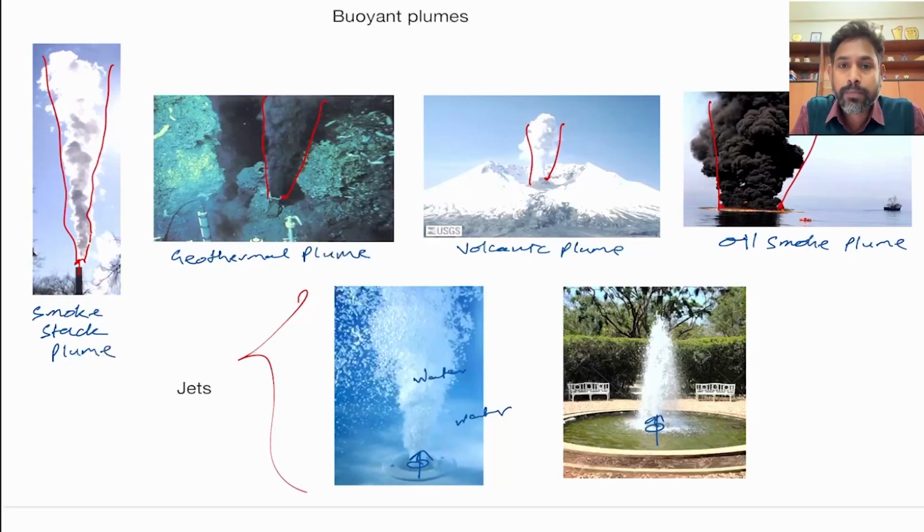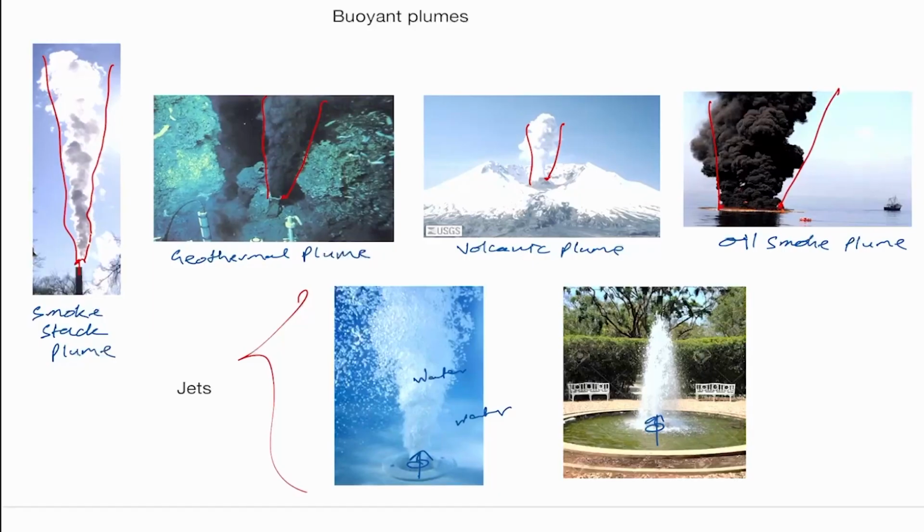Whereas in case of a plume, initial momentum may not really be important or may not really be needed. Even if they don't come with a higher velocity or with any velocity, this will still rise. Why? Because there is a buoyancy force involved with it. Because this is lighter in density than the ambient, it actually rises up because of the buoyancy force. Whereas in case 2, jets form because of inertia force, because of the velocity.